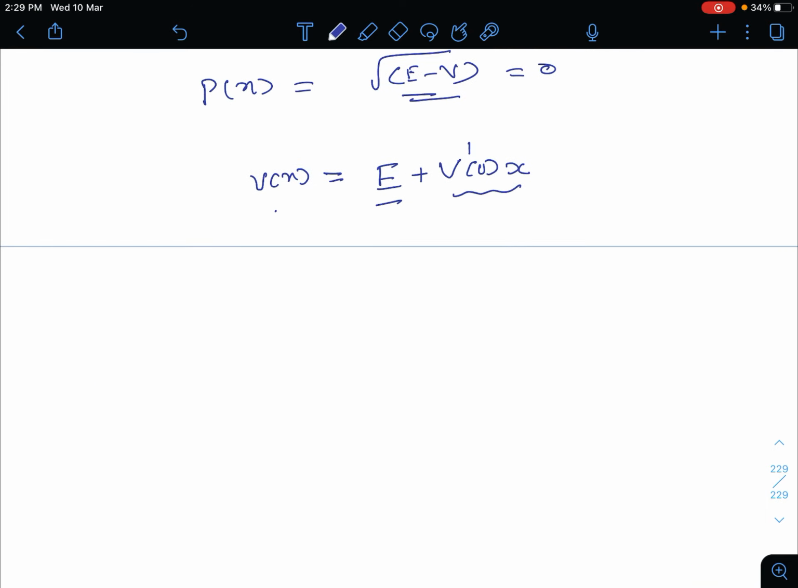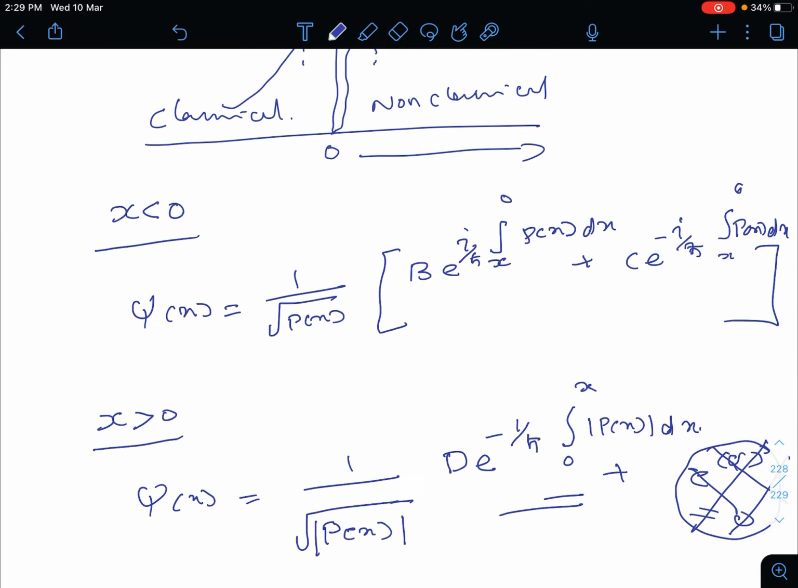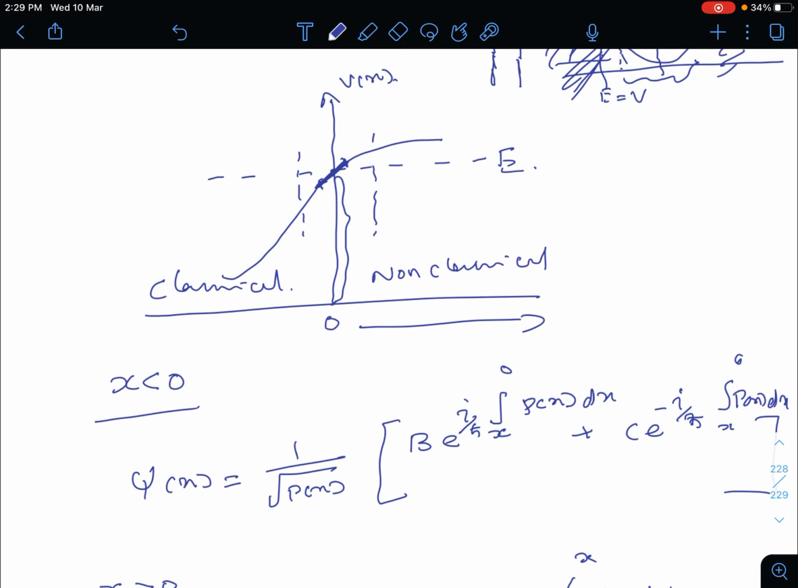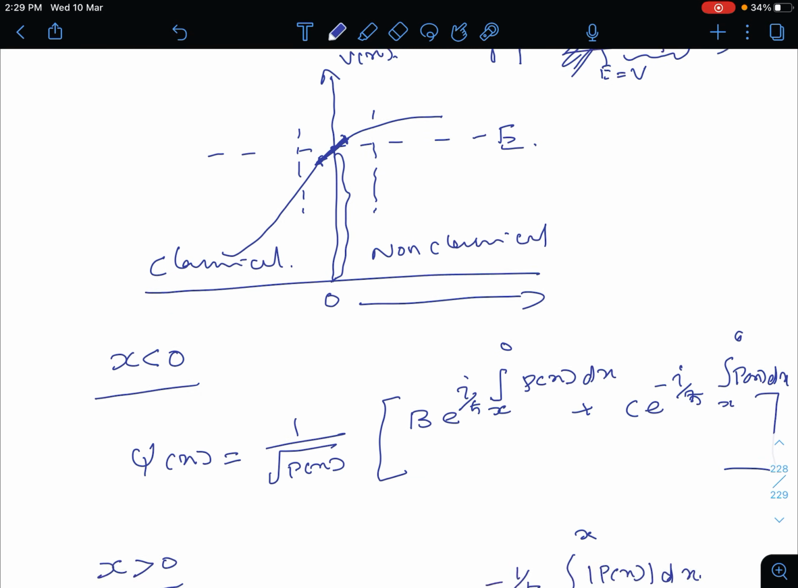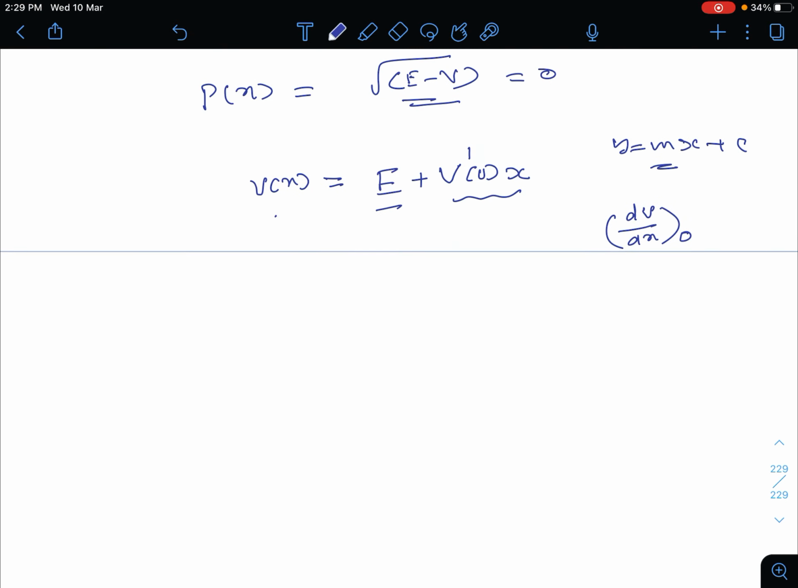Now V dash is the slope. Actually y = mx + c, so here m is the slope of this curve. What is V dash? V dash is dV by dx at 0. That's why I am calling it V dash of 0 into x. So this small patch which we consider here can be considered as a straight line, and we can put that equation here in this form.